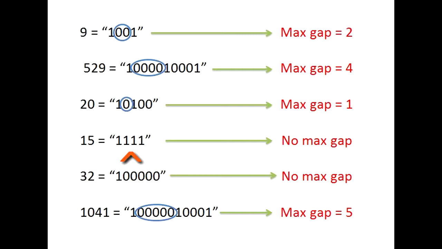Number 15, there's only 4 ones, no zeros. 32 has a trailing 0, so there's no 1, no gap. And the remaining number, 1041, there's 5 and 3. So our largest number for that is 5.